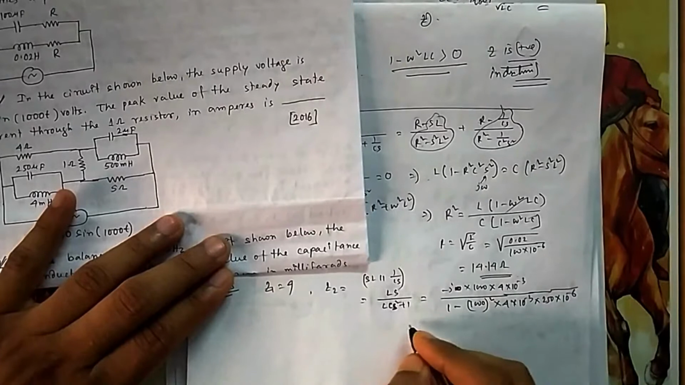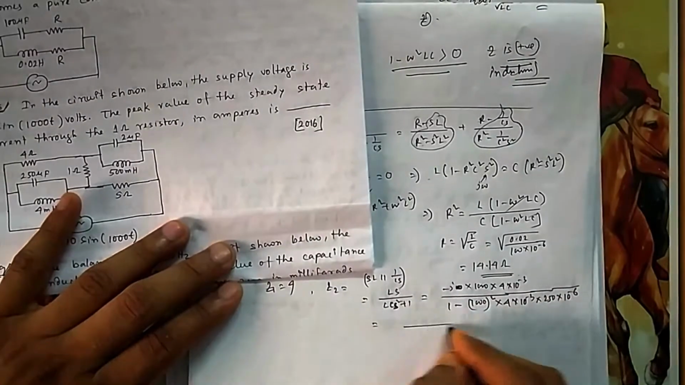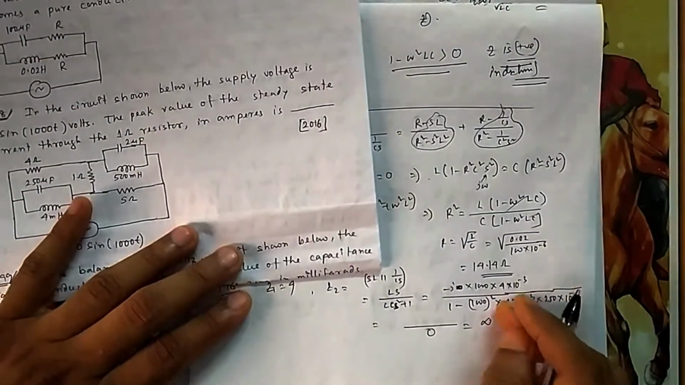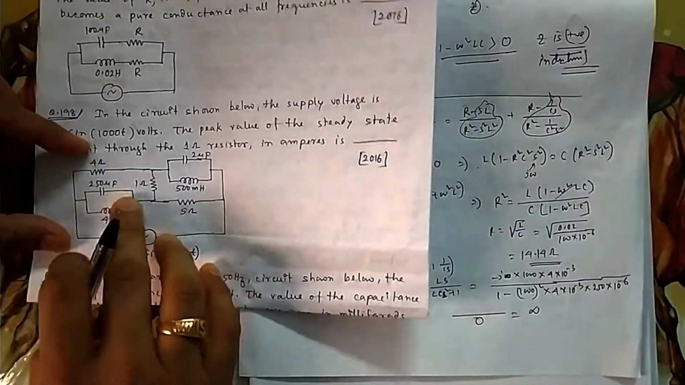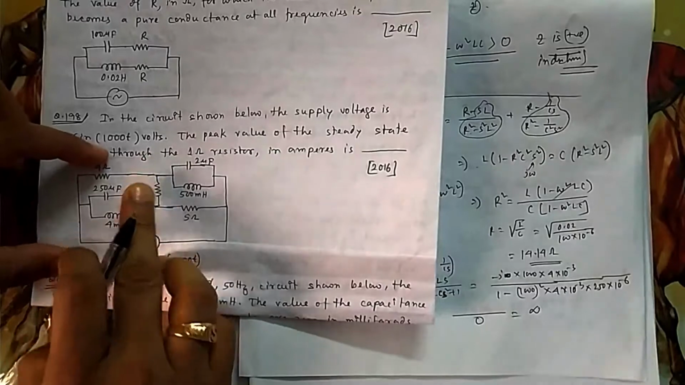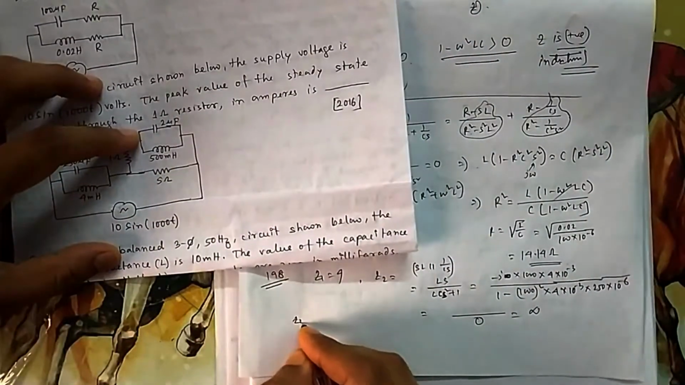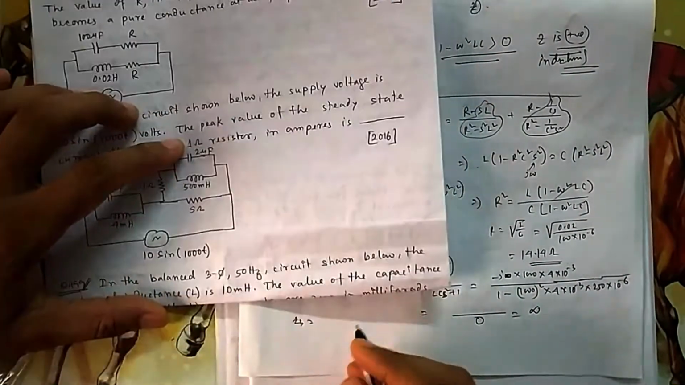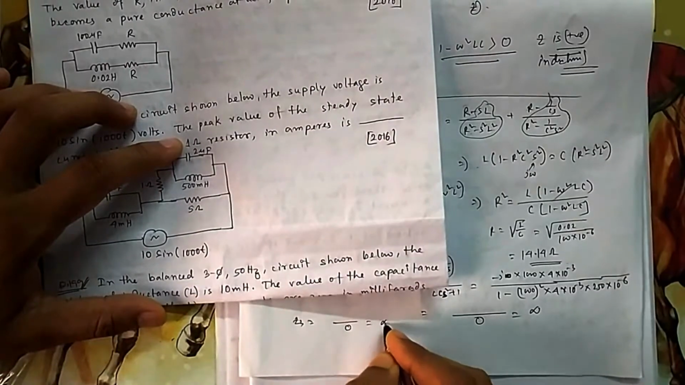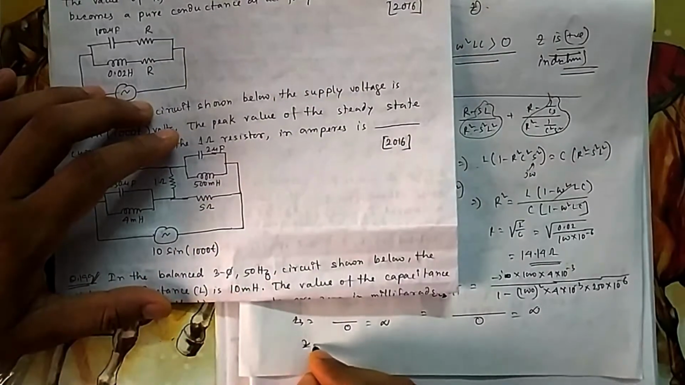So if you put this, you will find your Z2. This denominator becomes 0, so it becomes infinite. So this impedance is infinite. That means no current will flow through this. All current will flow through this. Similarly, if you calculate your Z3, this combination, again you will find this is also infinite in similar fashion, and Z4 equal to 5.